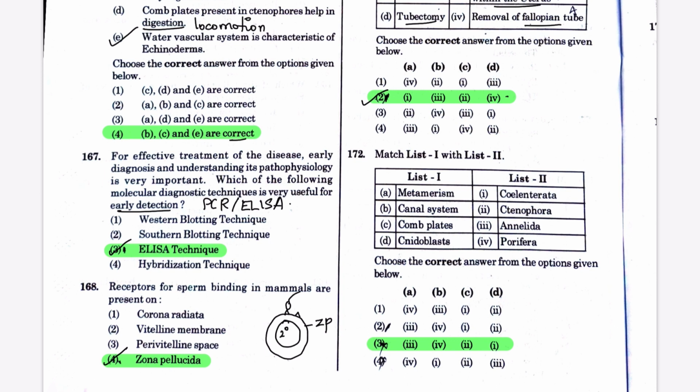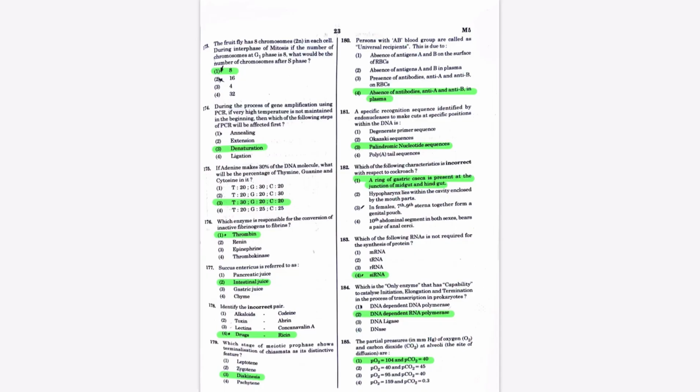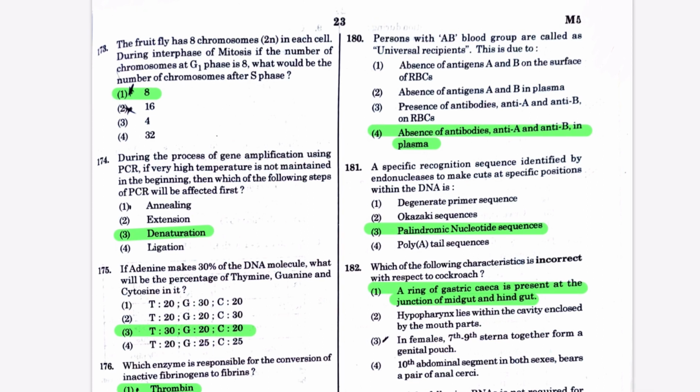Okay, so we know metamerism in annelids, canal system in porifera, comb plates in ctenophora for locomotion, nidoblast in coelenterata. So option 3. Okay, right. Okay, so look at this question.